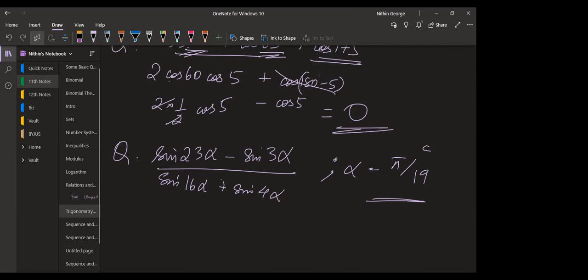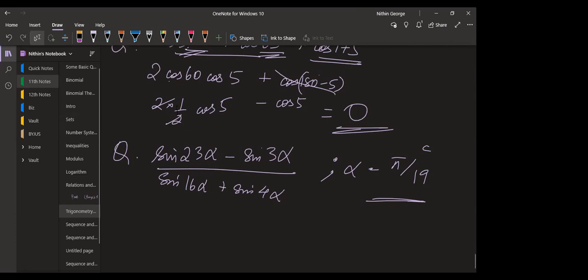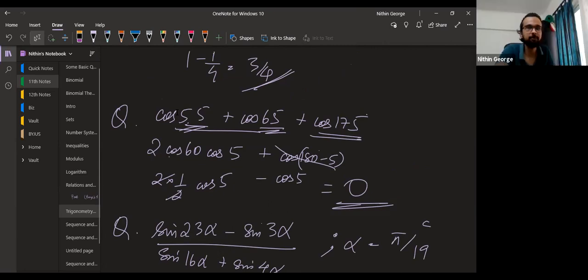Sir, I have a doubt. Yes, please ask. I'm waiting for someone to ask. In the previous problem, we took it as plus cos 60. Why isn't it minus cos 60? Which one? The first part, right? Of this question? Yes, sir.